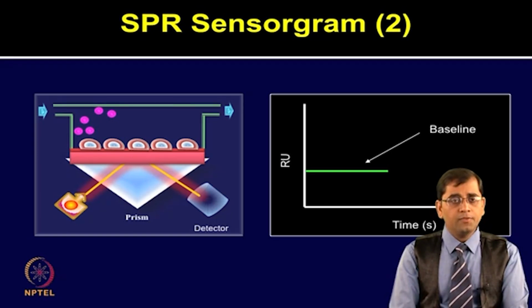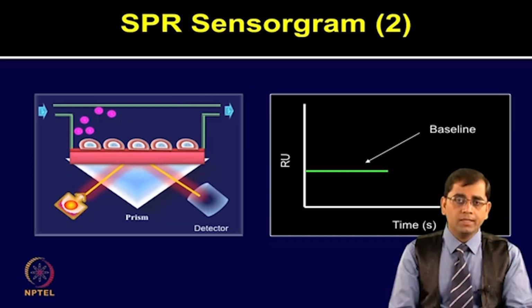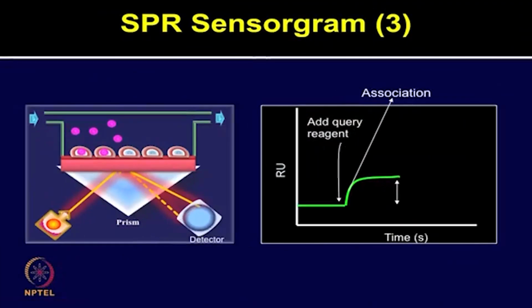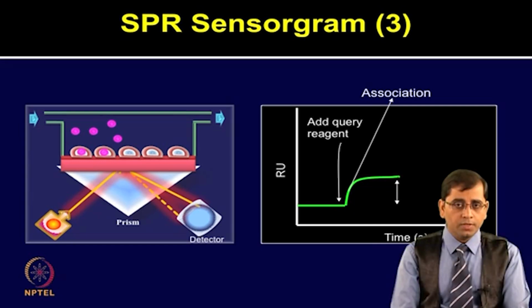Initially, the running buffer is injected onto the immobilized surface, which generates a baseline. The baseline remains straight until the query molecule or the analyte is injected in the medium. So, initially the surface is washed with the running buffer, followed by injection of the query molecule in the same running buffer. As the analyte starts interacting with the ligand, the association phase can be observed in the SPR sensogram, from which the association rate Kon or Ka can be derived.